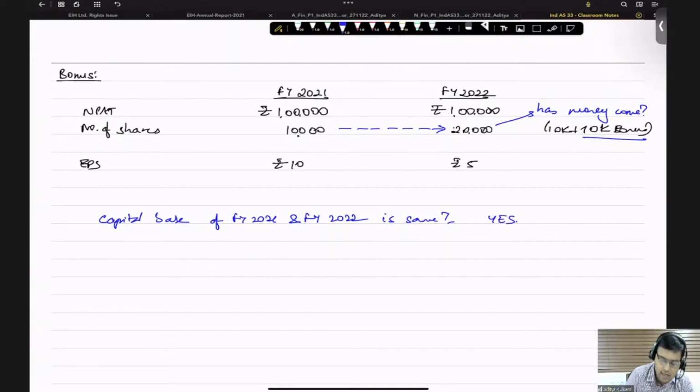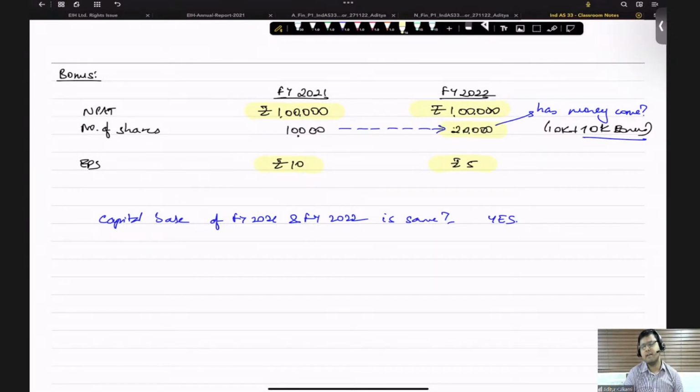Okay. So now suppose you are the shareholder of this company. You had invested in 2021, when the earnings was 1 lakh and EPS was rupees 10. So in 2022, what has happened is the same net profit is earned, which is okay, but the EPS has dropped down to 5 rupees. And then you will say, arre, how did this happen? And he will look at 20,000 shares.